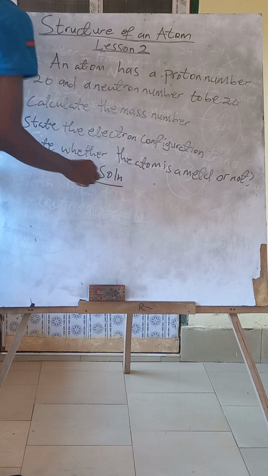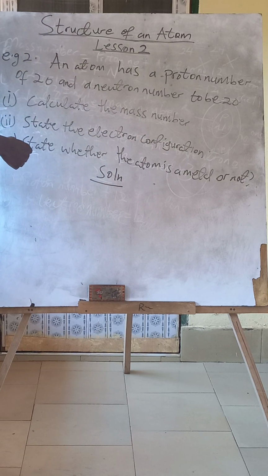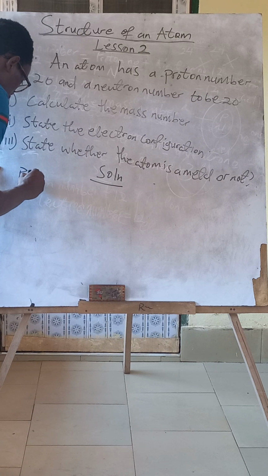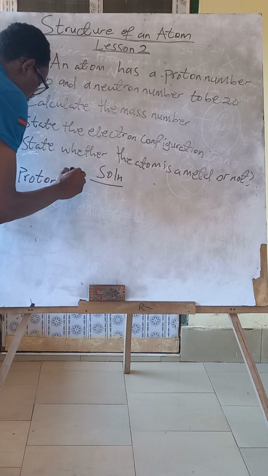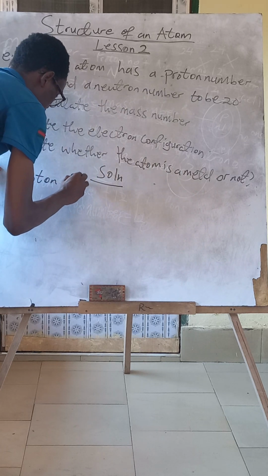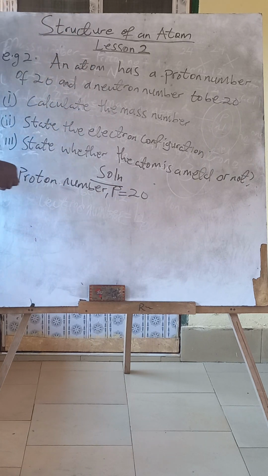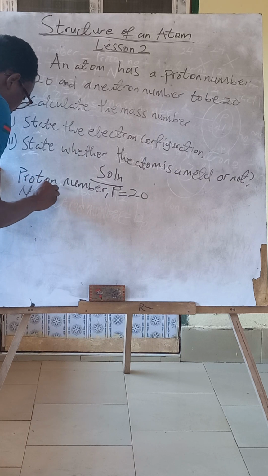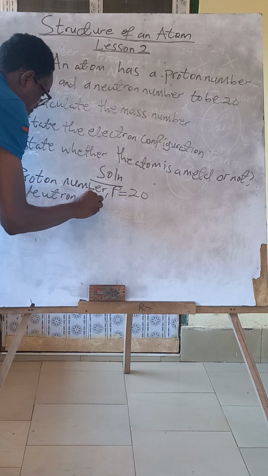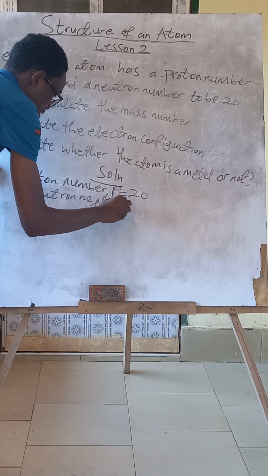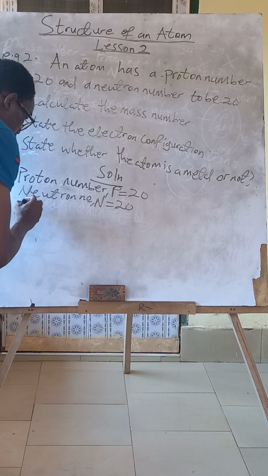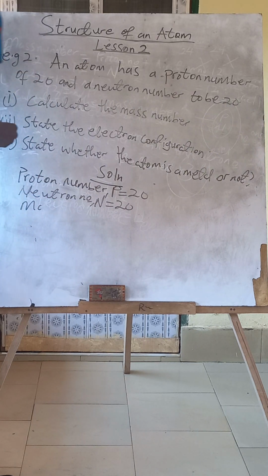In this question, an atom has a proton number of 20. The symbol is capital P. And the neutron number, the symbol is capital N. So you see, it's calculate the mass number. I hope you have already written the questions. We are going to talk about the other two questions in other lessons.